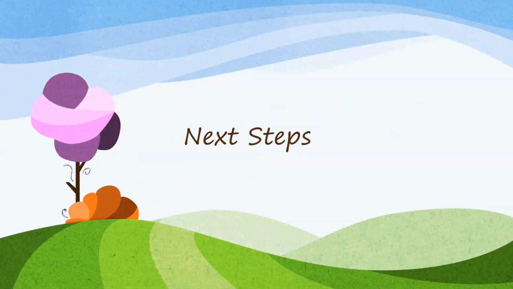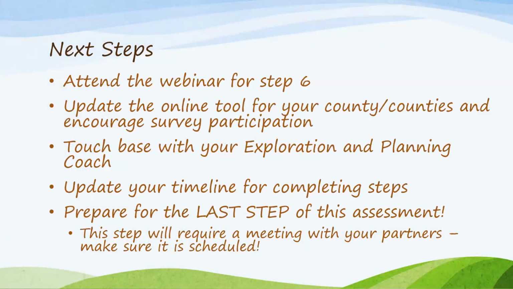Now that you know how to complete steps 4 and 5 of the Exploration and Planning tool, let's go over some next steps. At this point, you are ready to attend the webinar for Step 6. As we discussed on the activity slide, be sure to update the online tool for your county or counties so you're working with accurate information about your local community. Also, start to reach out to your home visiting colleagues to support survey participation. Remember that you can reach out to your coach as needed for technical assistance. They are ready to answer any questions you have about the exploration and planning process.